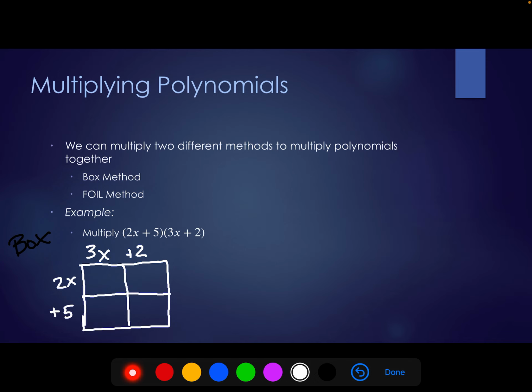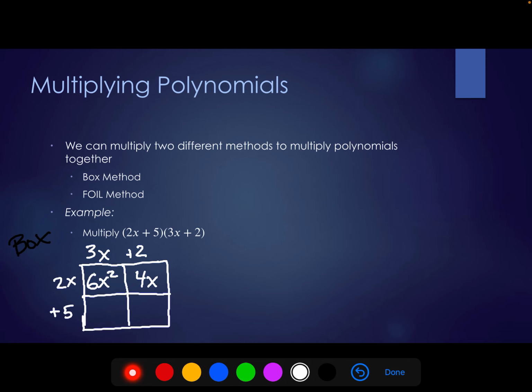Now with the box method, we take a look at each of these terms and multiply them together. And then their product goes into the corresponding box. So for example, if we multiply together 2x times 3x, that gives us 6x squared, right? 3 times 2 is 6, and x times x gives us x squared. Next, we can multiply together 2x and this positive 2, and the product of that will go right in this box. So 2x times 2 is just 4x.